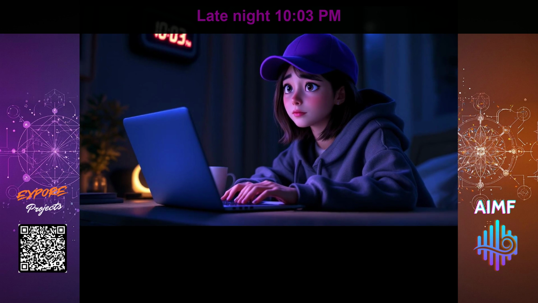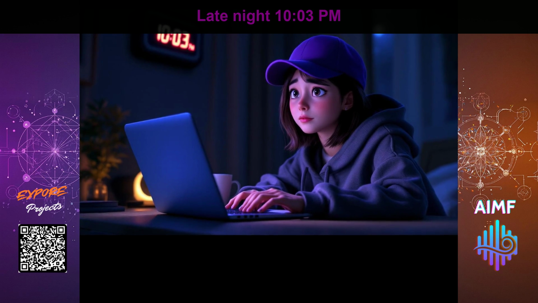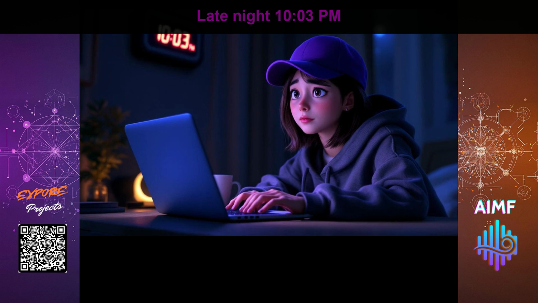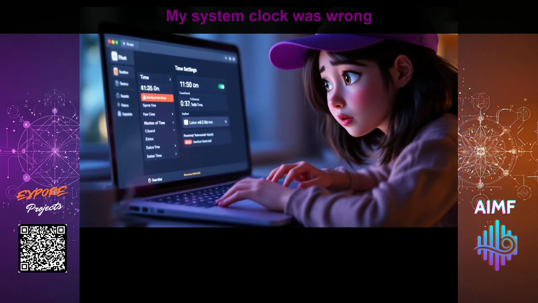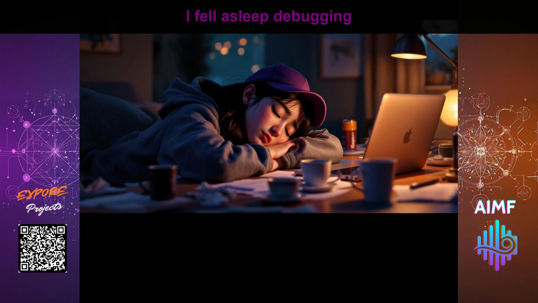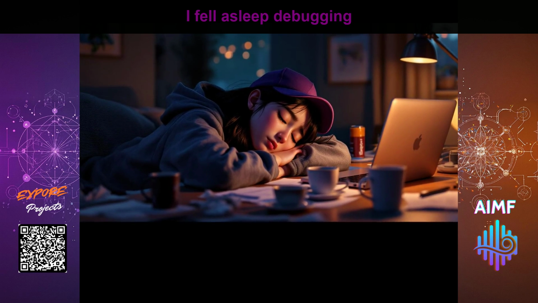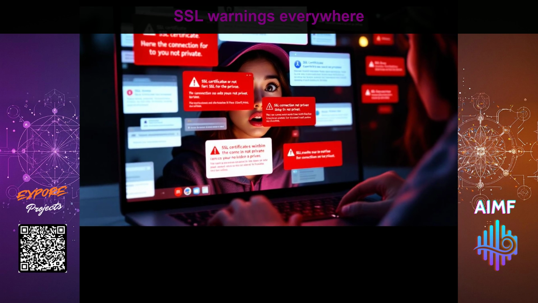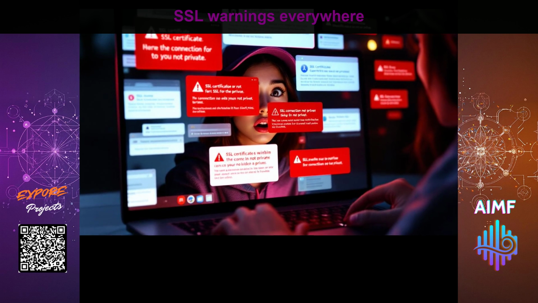It was late. It was Liam. I was debugging a web app when I noticed something strange. My system clock was wrong. Again. I fell asleep at my desk, exhausted from hours of debugging. When I woke up, my screen was filled with SSL certificate warnings.